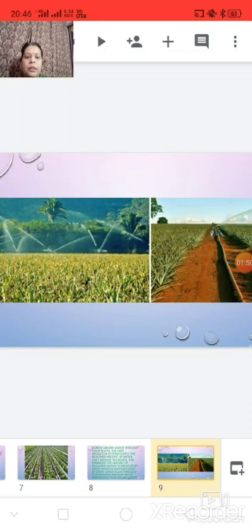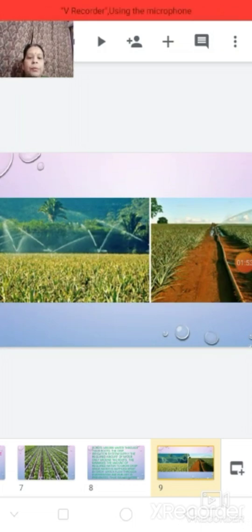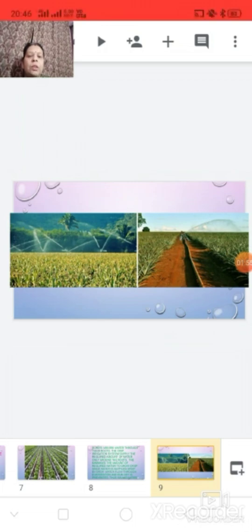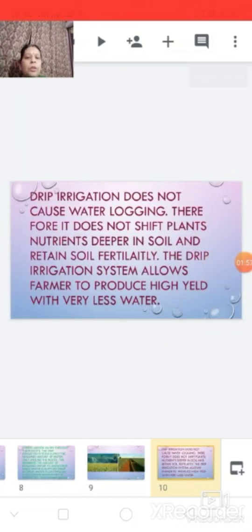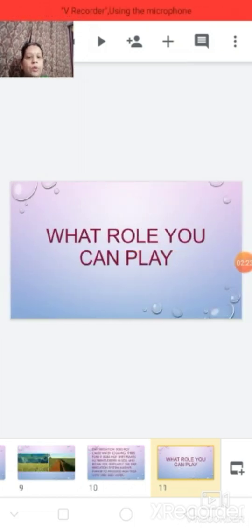Here you can see some of the other ways of irrigating your field. Drip irrigation does not cause water logging. Therefore, it does not shift the plant nutrients deeper into the soil and retains the soil fertility. The drip irrigation system also allows the farmer to produce a high yield, which helps them consume less water but give more yield with the same amount of water.